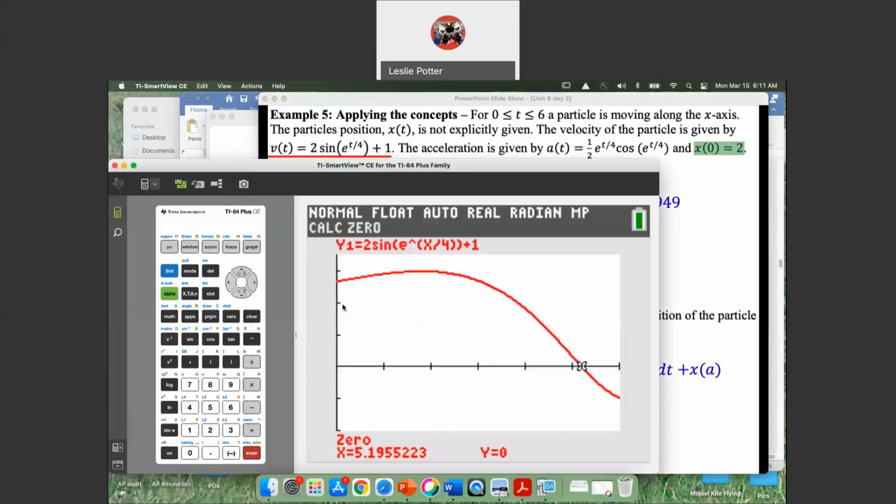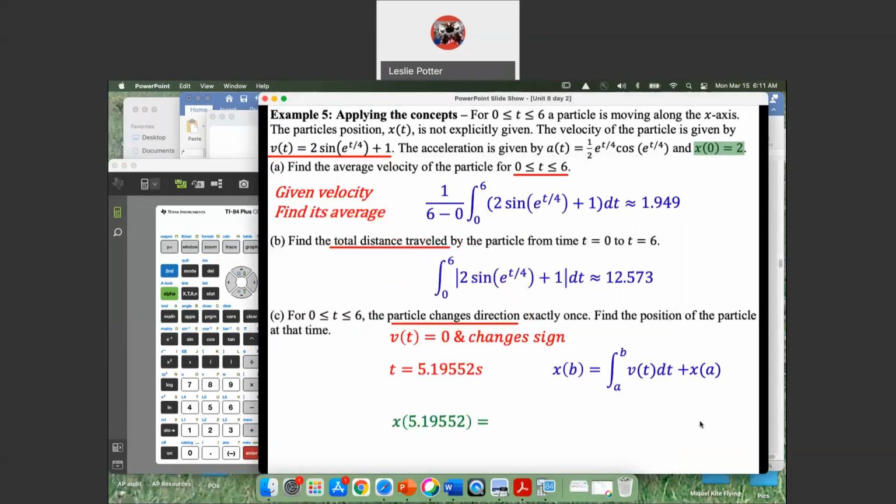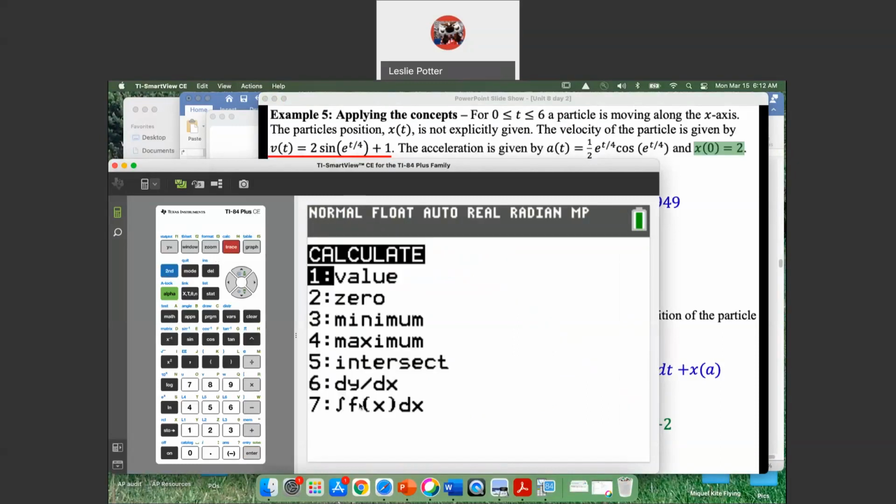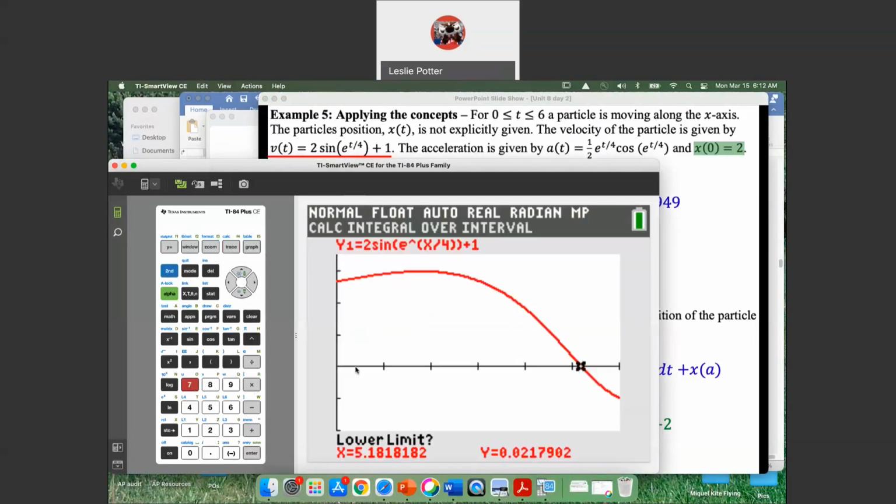So let's take a look at that. What that means is that we started at 2, and this is all our displacement, right? That's all our displacement. So we can go from 0 to 5.19552 of our velocity function, plus 2. So that's what we need to do. I am not going to go back to my screen. I'll show you what I'm going to do here. I'm calling an audible here because I was going to do it a different way. But I'm going to do a second calc, integral 7, and I'm going to actually color this in.